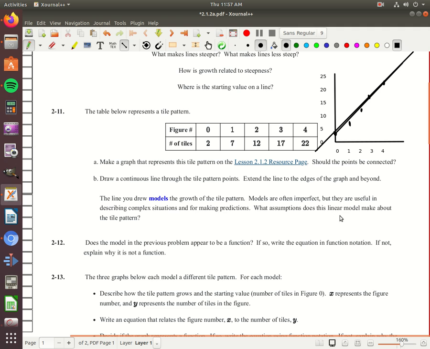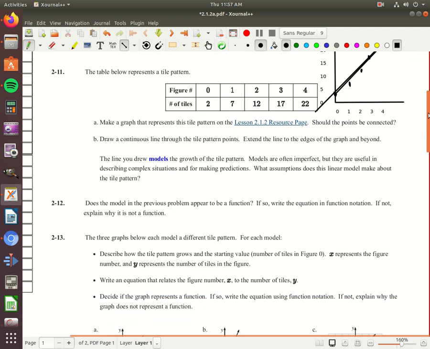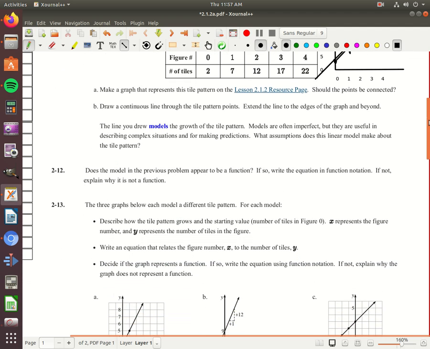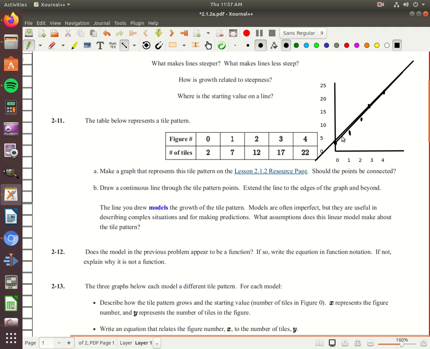What assumption does this linear model make about the tile pattern? Well, that it goes on forever, that it could be zero and negative, that it could have a half of a figure and 1.5 of a figure, etc. Does the model in the previous problem appear to be a function? Yeah, it does appear to be a function. Each input has exactly one output. If so, write the equation in function notation. So I will say f(x) = 5x + 2, right?